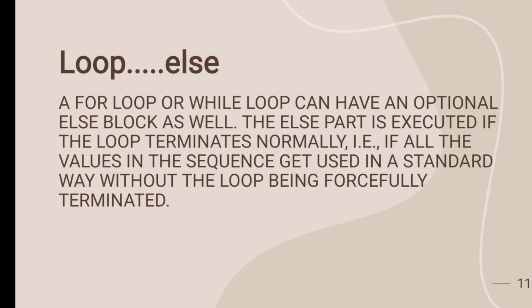And the last is loop else. A for loop or while loop can have an optional else block as well. The else part is executed if the loop terminates normally, that is, if all the values in the sequence get used in a standard way without the loop being forcefully terminated. Both the for and while loops can use the else part. However, it is not mandatory to have an else block with the loop. It is just a secure way to check that the loop has terminated normally.